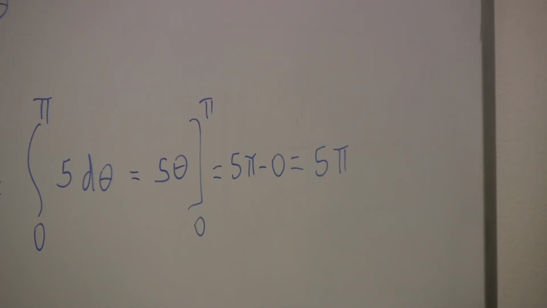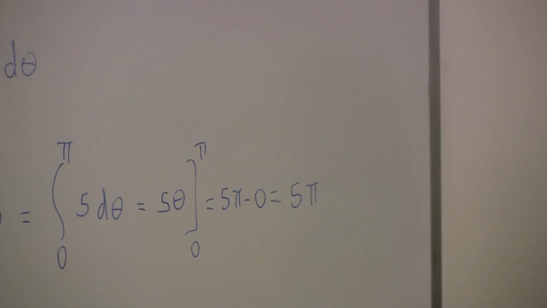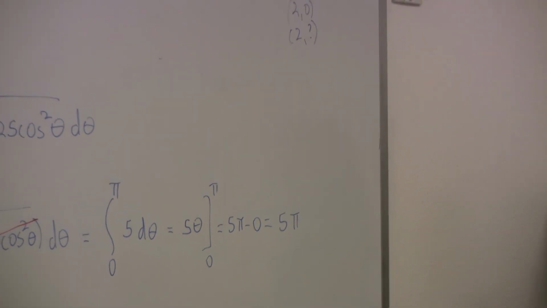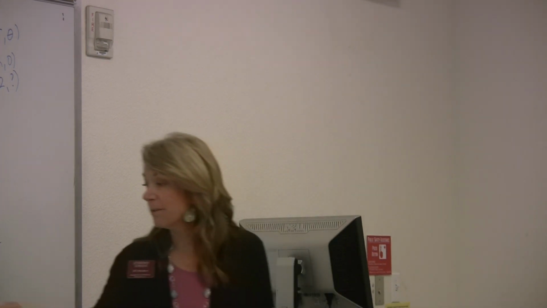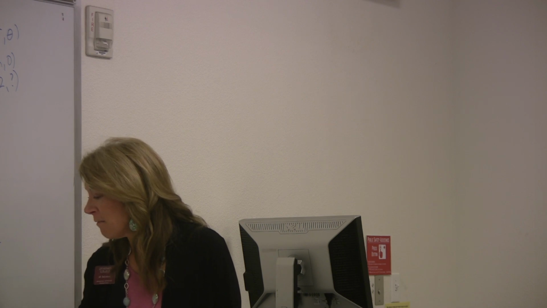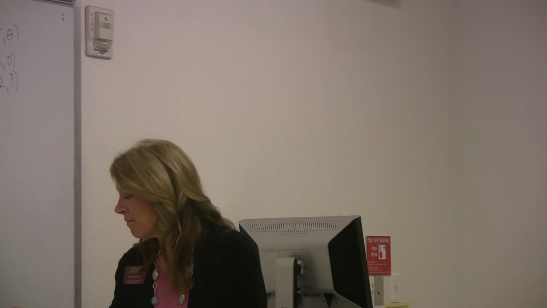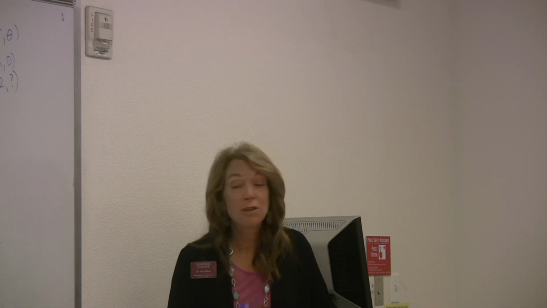What's another way to talk about the distance around the circle that you learned before you ever learned calculus? Distance around the circle? There's a name for it. Circumference. Because it's a circle, the circumference is the distance around the circle. Who remembers the formula for the circumference? 2 pi r.